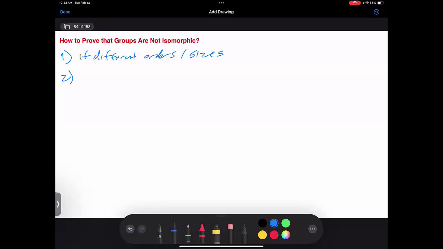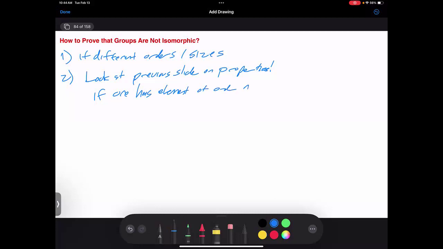So one way to show two groups are not isomorphic is to show that they have different orders. How else could we show that they're not isomorphic? Everything on the previous slide. Good, good. Look at the previous slide on properties. If one has an element of order n and the other doesn't, they cannot be isomorphic.